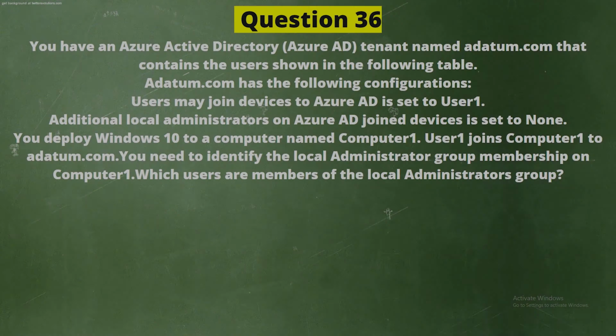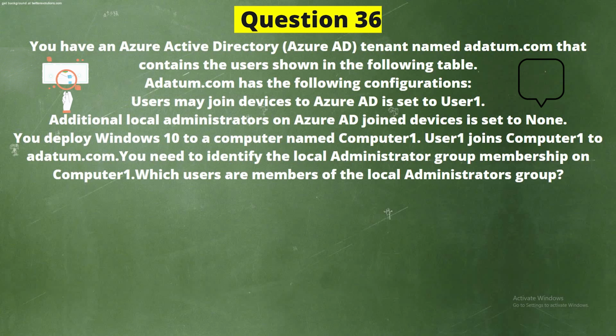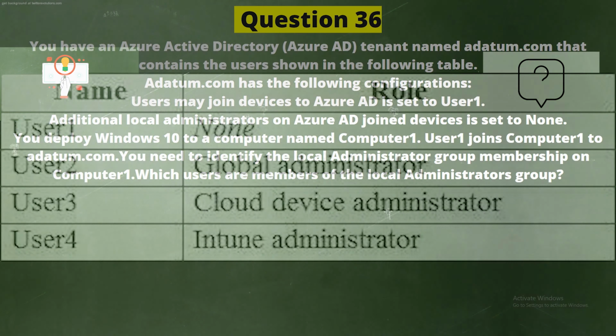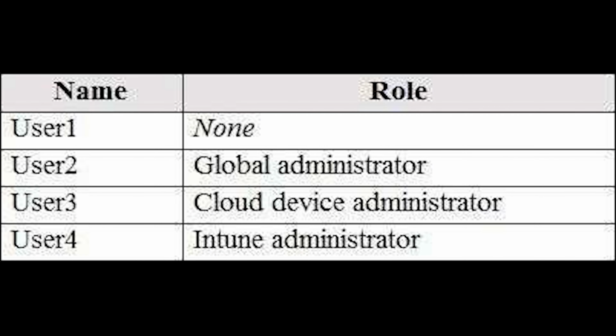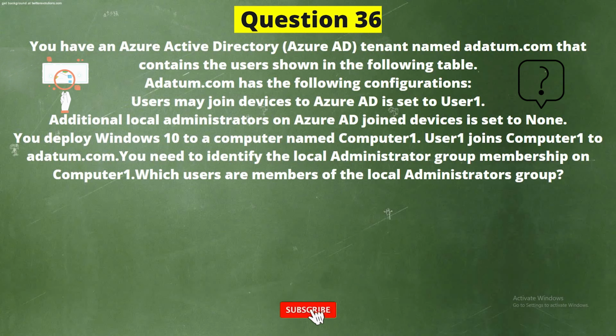Next question. You have an Azure Active Directory (Azure AD) tenant named adatum.com that contains the users shown in the following table. Adatum.com has the following configurations. Users may join devices to Azure AD is set to User1. Additional local administrators on Azure AD joined devices is set to None. You deploy Windows 10 to a computer named Computer1. User1 joins Computer1 to adatum.com. You need to identify the local administrator group membership on Computer1. Which users are members of the local administrators group?